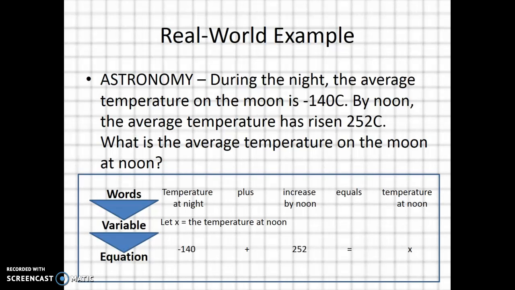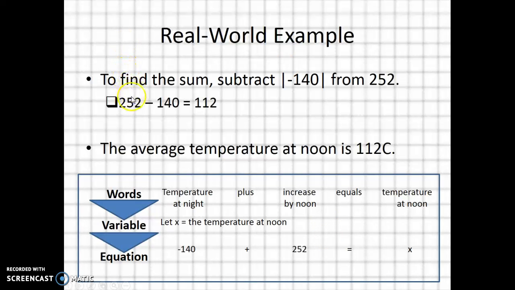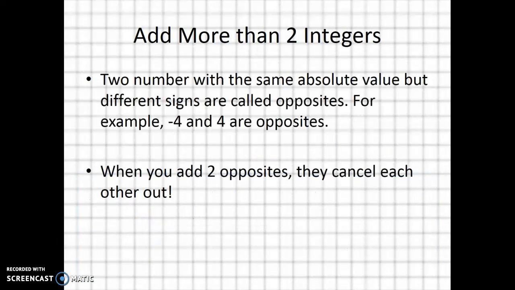Okay, so basically what we're trying to find out is the difference between negative 140 degrees Celsius and 252 degrees Celsius, because if the temperature rises 252 degrees, it's got to go from all the way over here at negative 140, 252 steps to the right. So we're going to find the difference, and we're going to keep the sign of the number with greater absolute value, which is 252. So we find the difference, 252 minus 140, and we get 112. The average temperature at noon on the moon is 112 degrees Celsius.